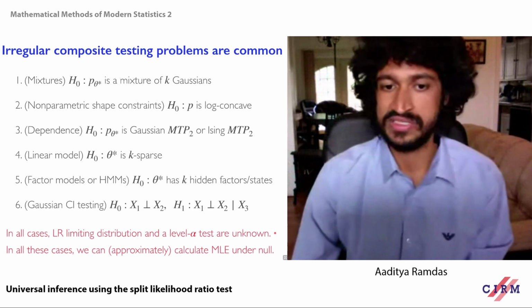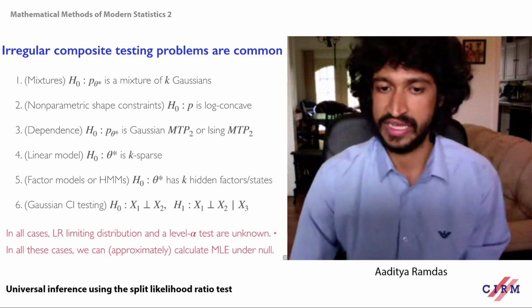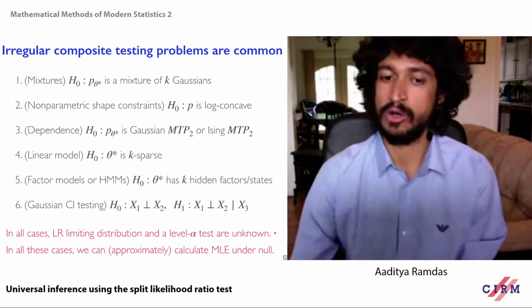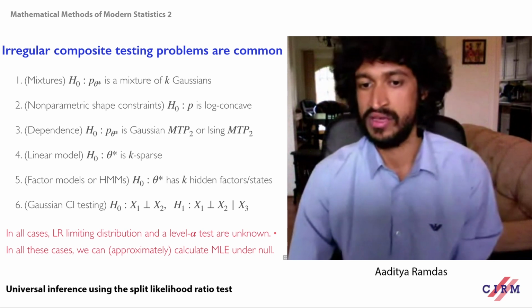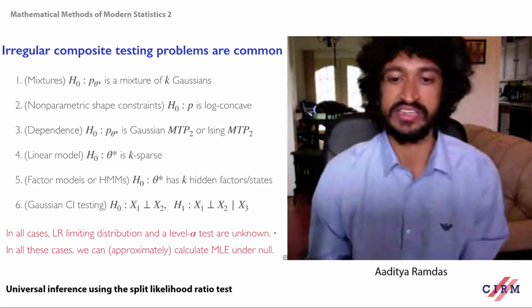A couple more examples are factor models, when theta star has k hidden factors or states. And a very simple Gaussian conditional independence testing problem, where the null is that x1 and x2 are independent, and the alternative is that x1 and x2 are independent given x3.